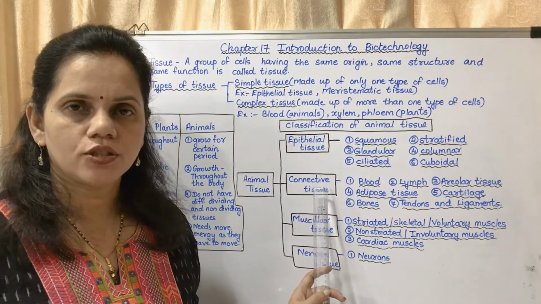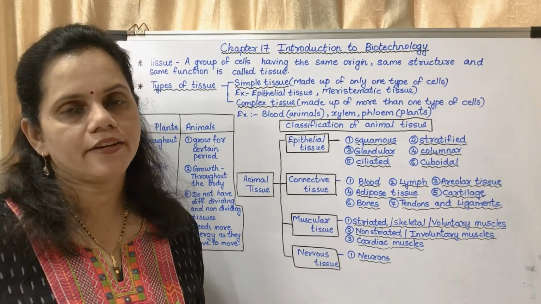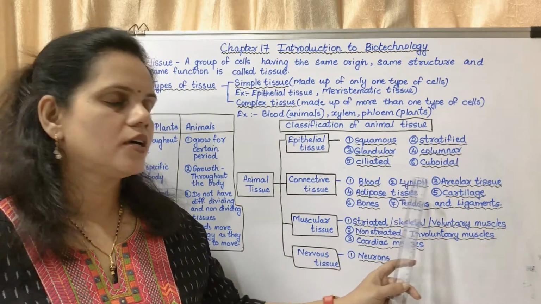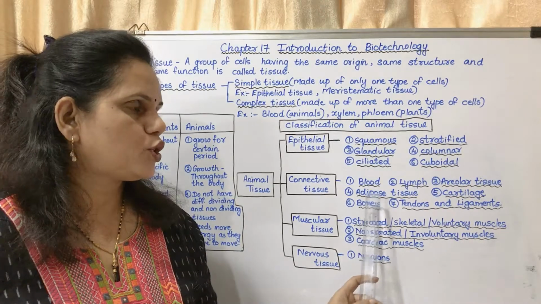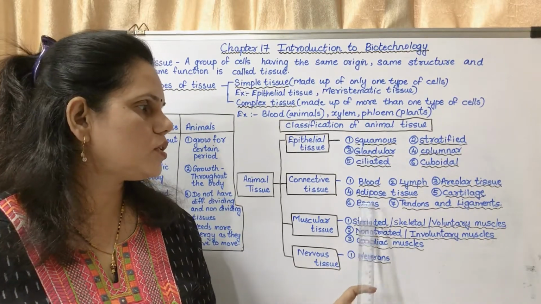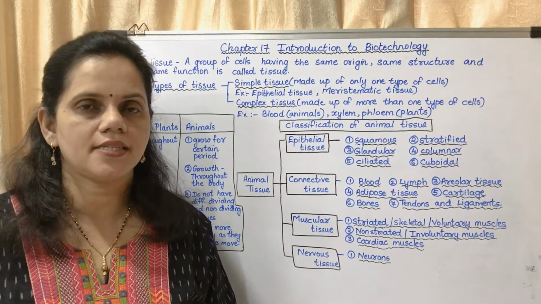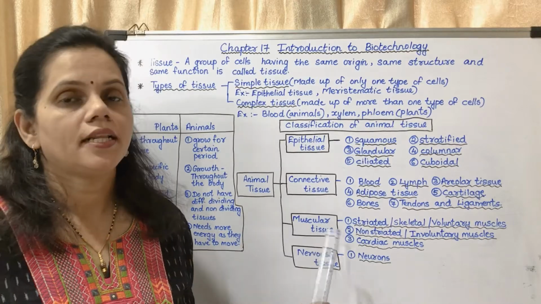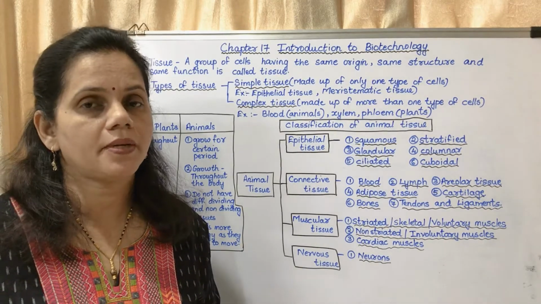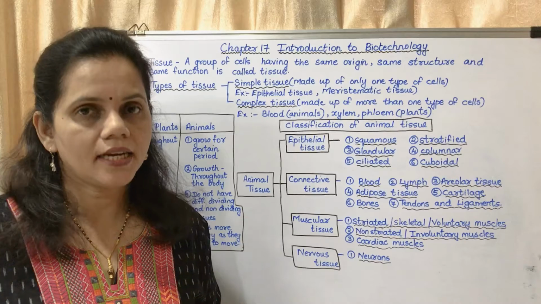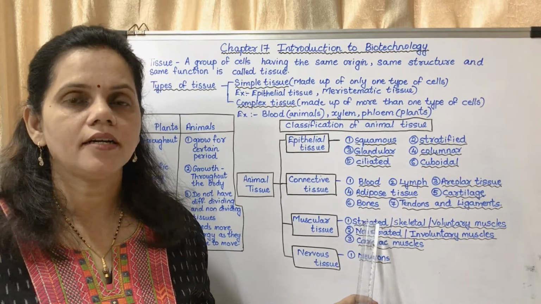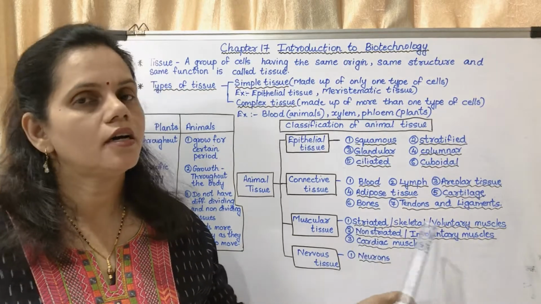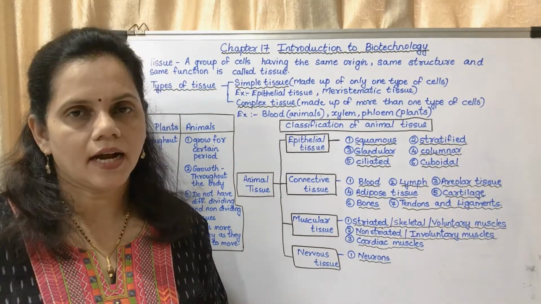Next is connective tissue. The connective tissue connects different parts of the body. First is blood, lymph, areolar tissue, adipose tissue, cartilage, bones, tendons and ligaments. These are the different types of connective tissue. Muscular tissue also has different types. That means the muscles. There are different types of muscles in our body. First one is striated or skeletal, which are voluntary muscles, then non-striated or involuntary muscles, and cardiac muscles.